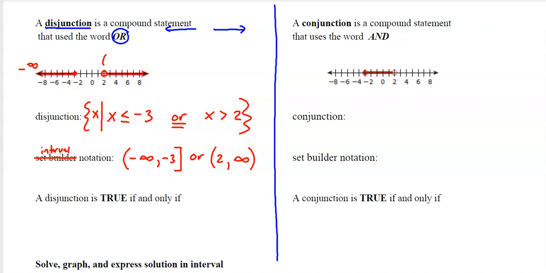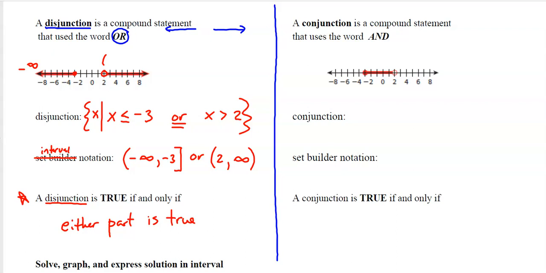Now, an important piece is that the disjunction is true if and only if either part is true. You can't satisfy both pieces. There's no way you could be smaller than -3 but bigger than 2 at the same time. So as long as you make either part true, you're good to go. It's like if you were to roll a die and they say, you win if you get a 4 or a 6. It's not that you have to get both of them. It's just either one and you're fine.